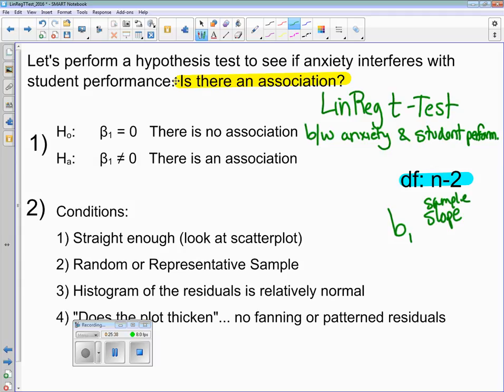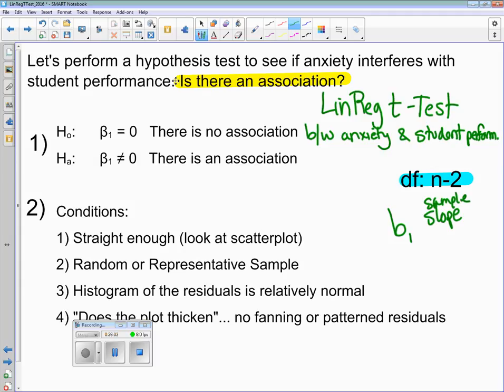What do you notice about the not equal to? What does that imply? What does that tell me? Two-tailed. I'm still doing a t-test, so I'm still using a test statistic that's a t-value. I will still use tcdf to find the probability of that. It is, in fact, two-tailed. No association.